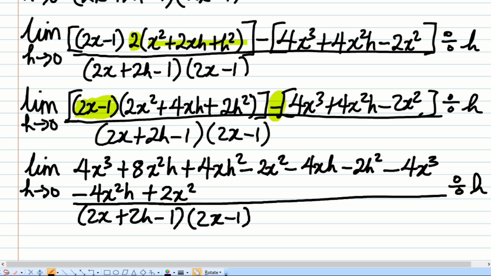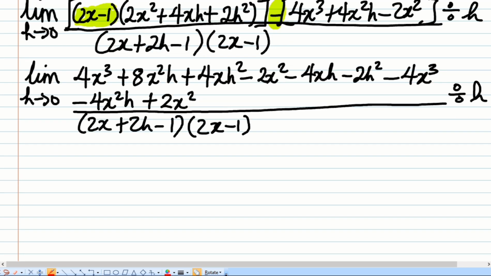Wow. Now it's just time to look out for the things that can cancel. So anything that can cancel, we just cancel it and then we proceed from there. Okay. Now notice that I have 4x cubed minus 4x cubed. So that will cancel to be 0. What else can cancel? I have minus 2x squared and 2x squared is going to cancel. Right? Look out for another thing that can cancel. I don't think any other thing, although I think we have like terms, right? So notice that we have 8x squared h and we have minus 4x squared h. So 8 minus 4 is just 4.